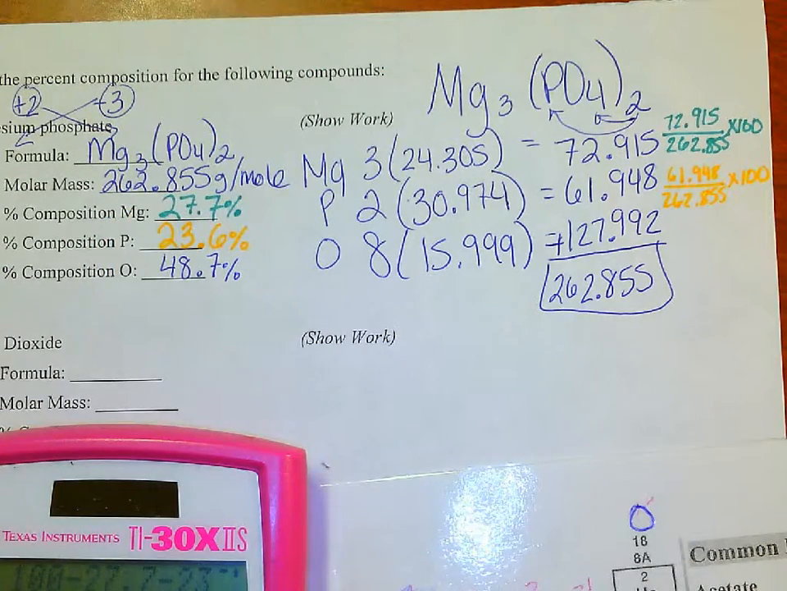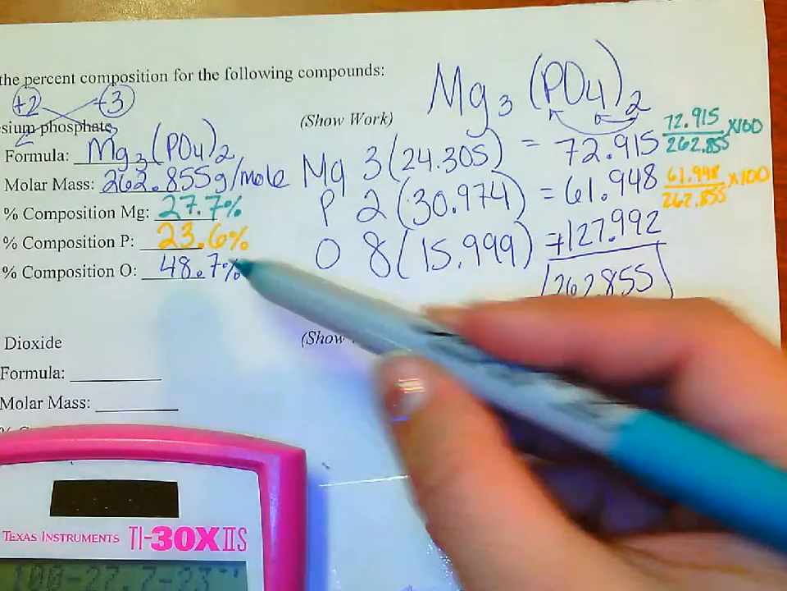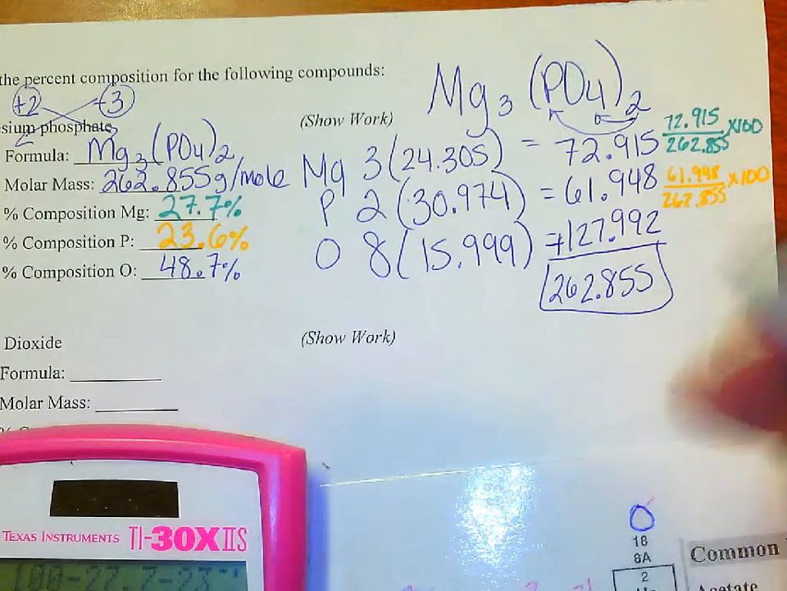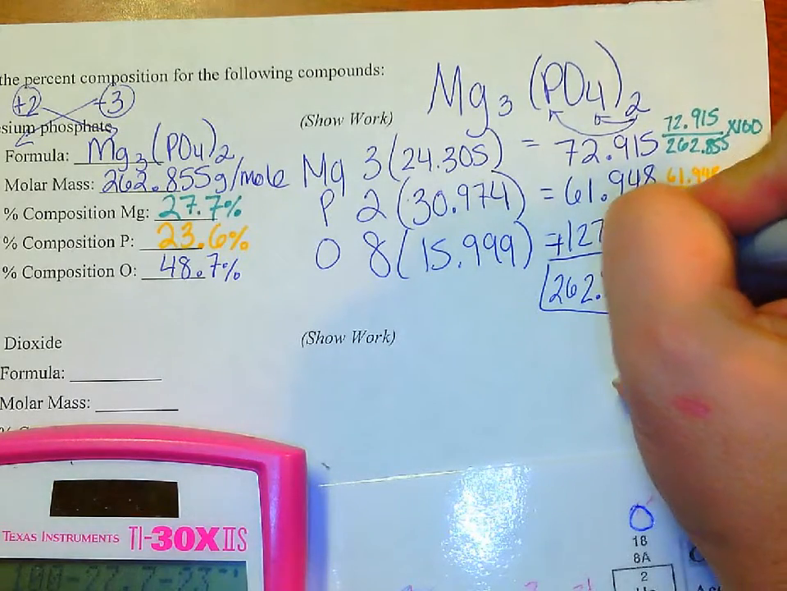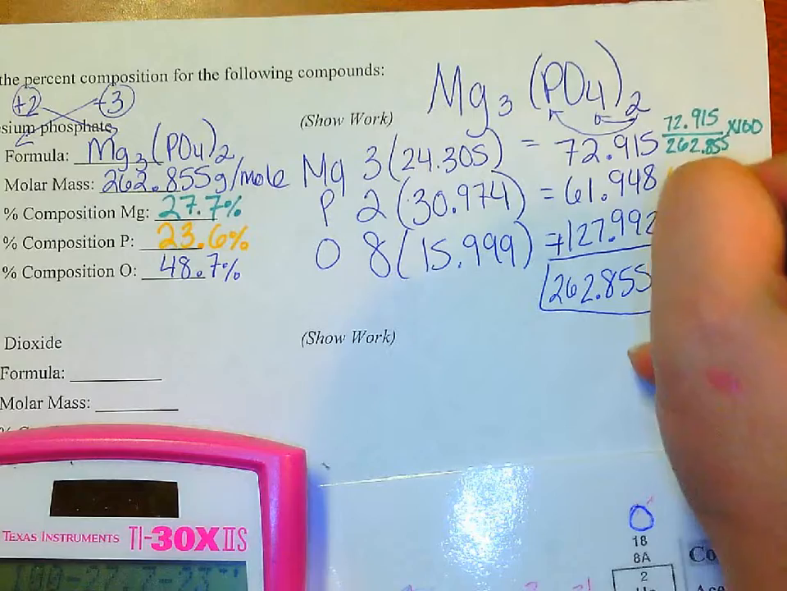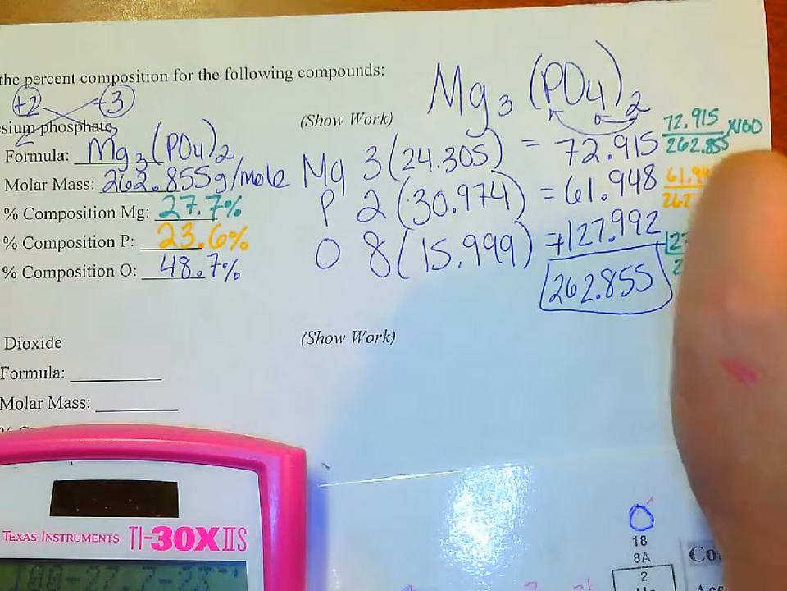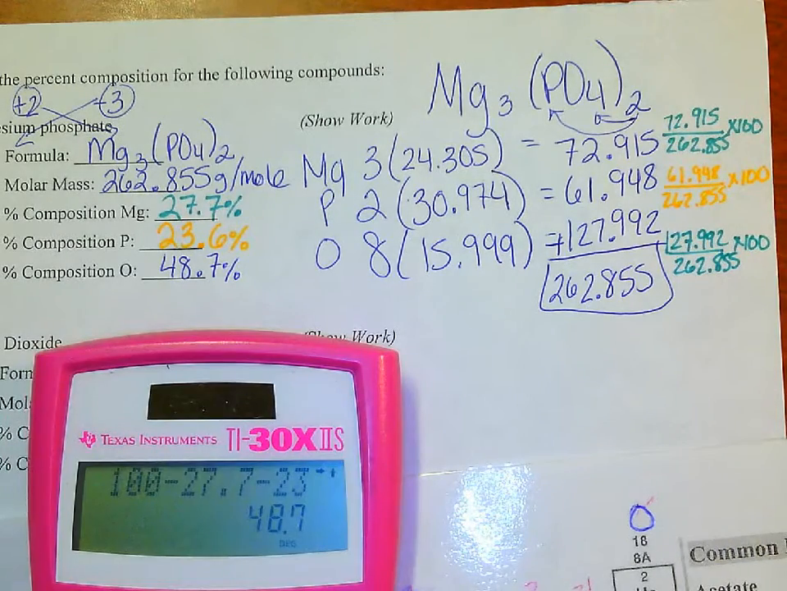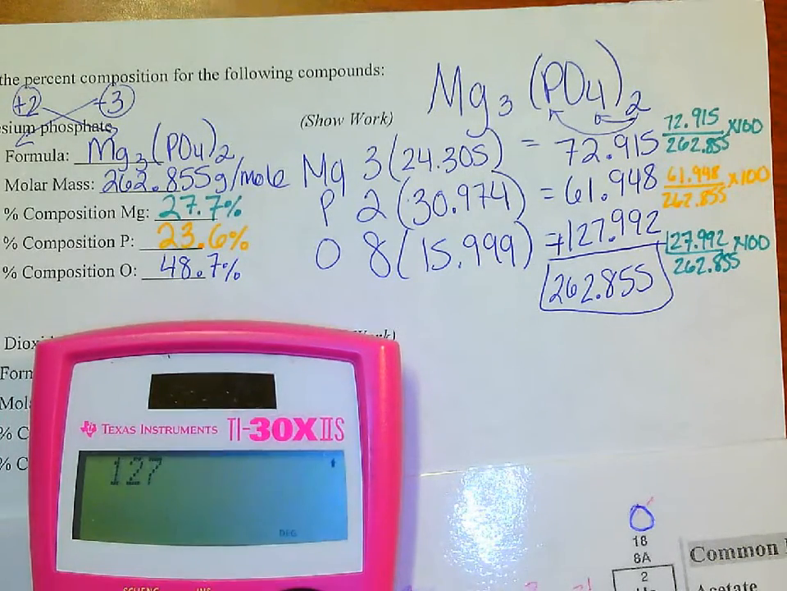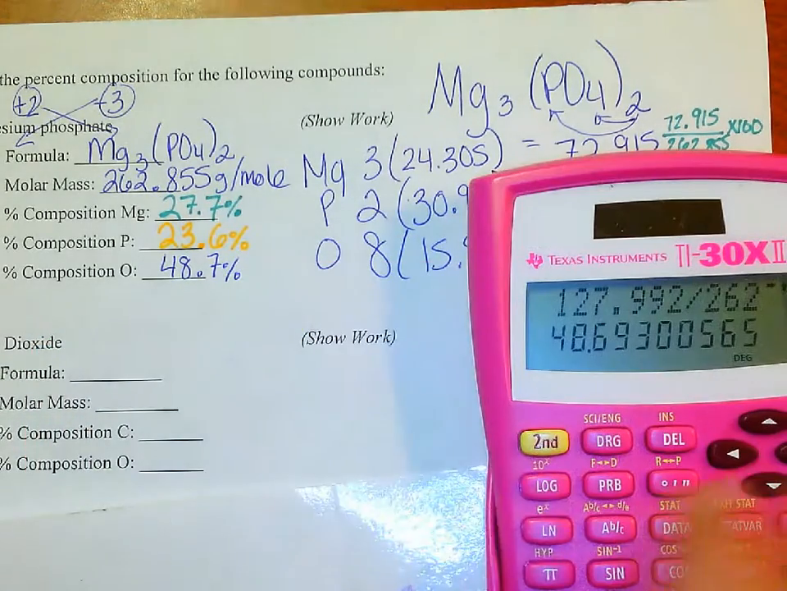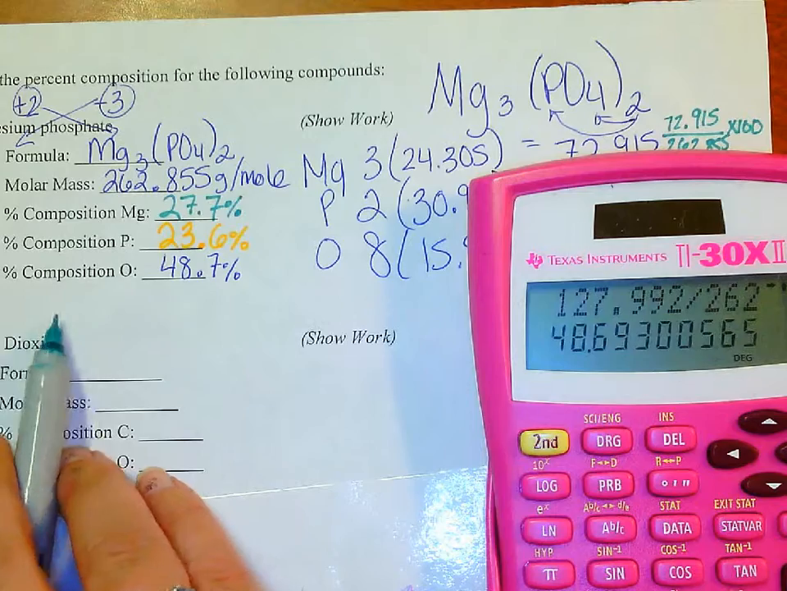I'm a little hesitant myself in doing that, because what if I messed up something in one of these calculations? Then everything would be wrong. So I'm going to go ahead and just make sure that 127.992 divided by 262.855 times 100 would give me that 48.7. And sure does. All right.